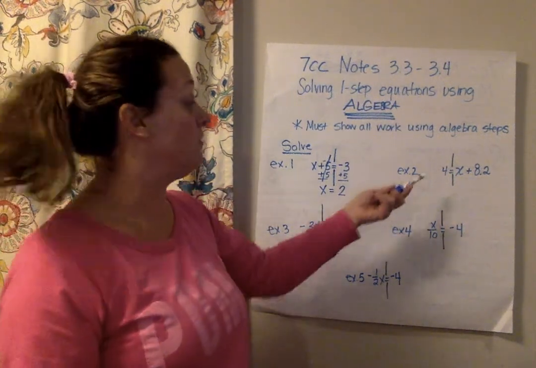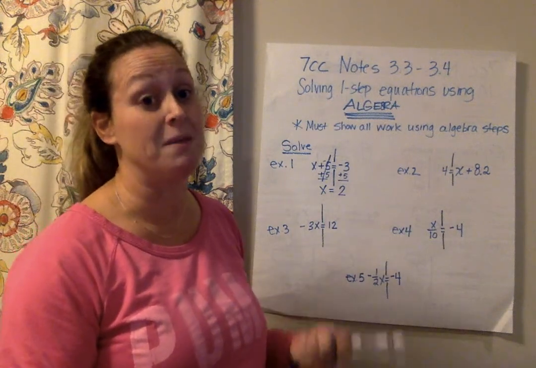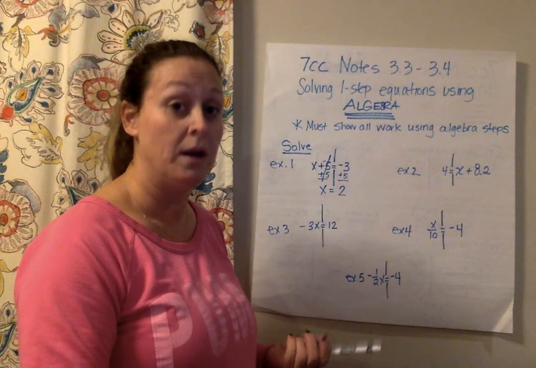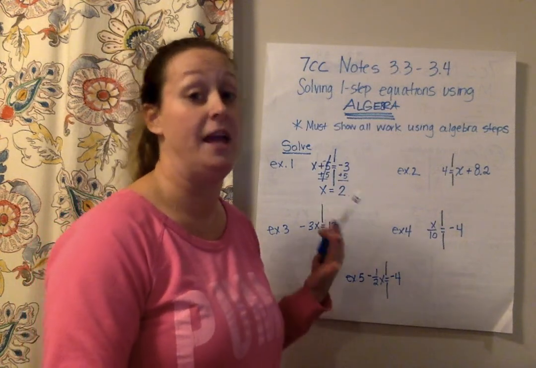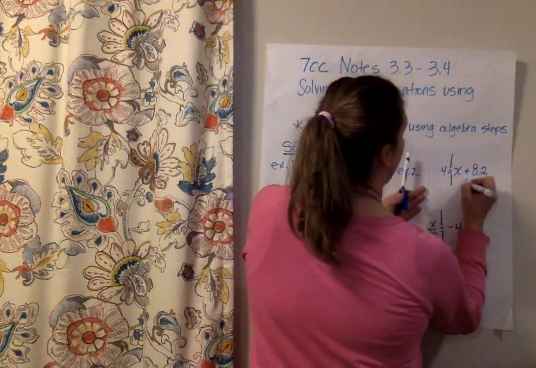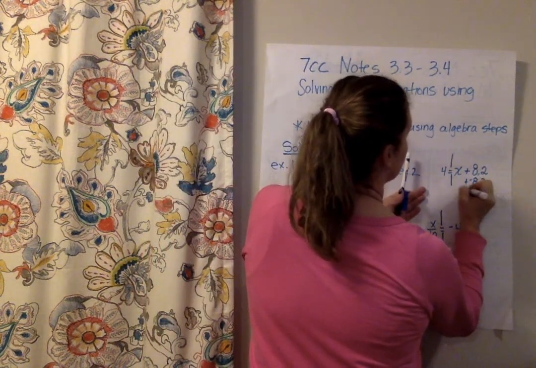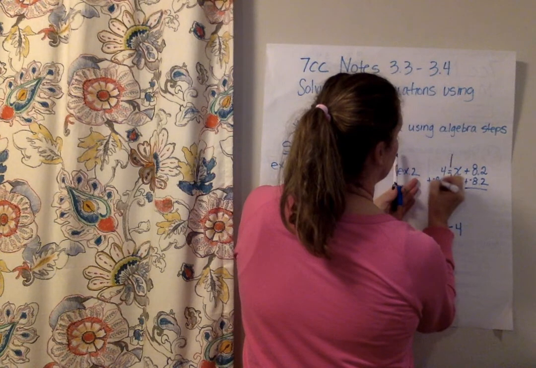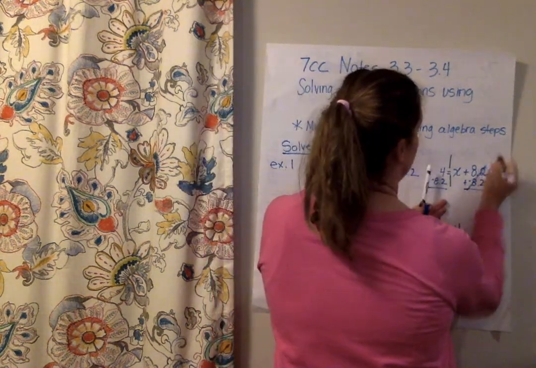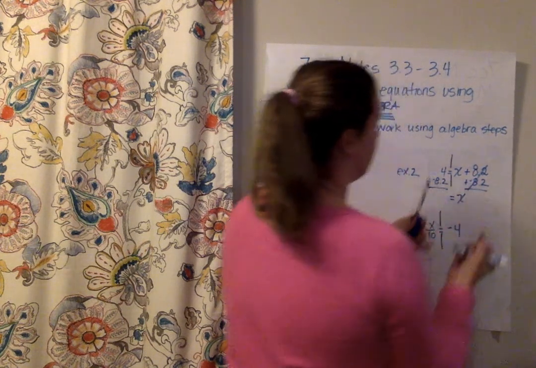In example 2, we've already identified that 8.2 is being added to x. Well, how do I get rid of the 8.2? I go ahead and add 8.2 negatives, or -8.2. So I'm going to add -8.2 to both sides, creating 0 pairs. 8.2 plus -8.2 ends up equaling 0, and x is now by itself.